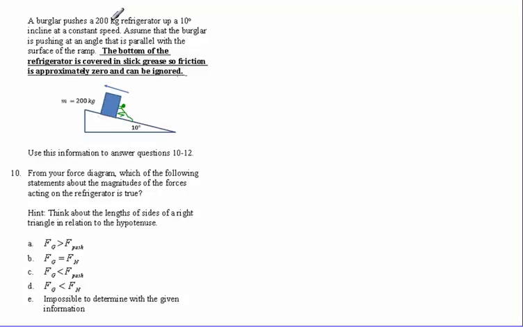A burglar pushes the 200 kilogram refrigerator up a 10-degree incline at constant speed. Again, draw the free body diagram. We have this coming this direction here. This would be the force of gravity, which is just the Earth onto the refrigerator. Again, we know that's going to be 200 kilograms times 9.8 meters per second squared.